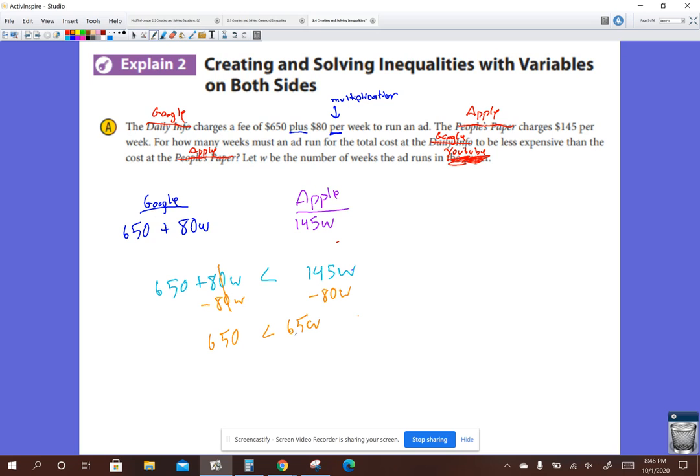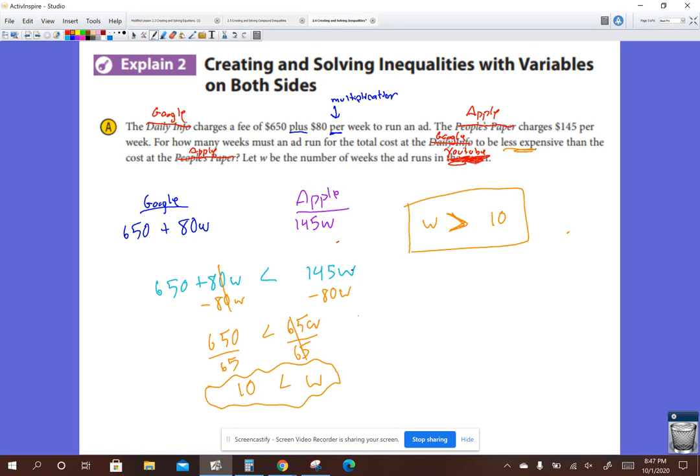I want to get the amount of weeks, not 65 weeks, the amount of just 1 week. So divided by 65, 10. So what does this mean? That means that I need to run the ad for more than, right? Because the W is greater than the 10. We can rewrite it here, the W and the 10. And look, the alligator is eating the W. So what this is saying right here is the ad has to run for more than 10 weeks for Google to be less expensive. That's what we were looking for, less expensive.